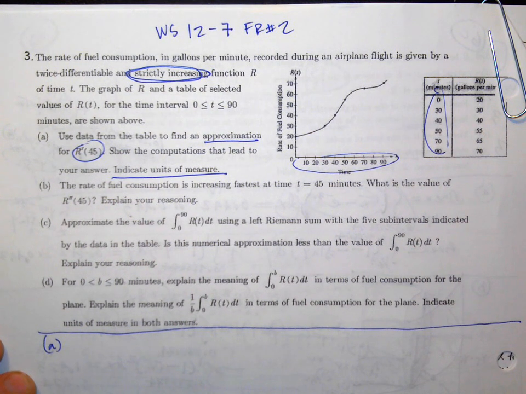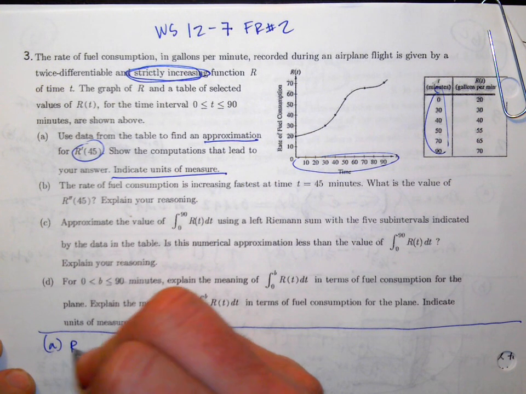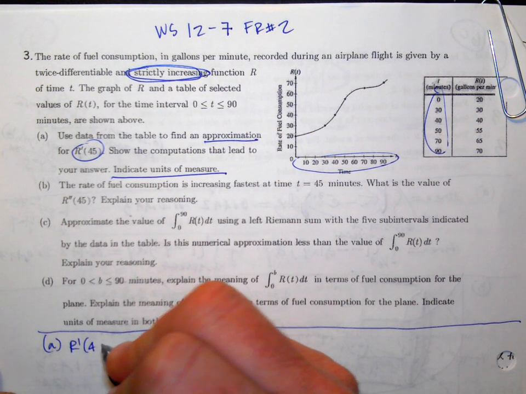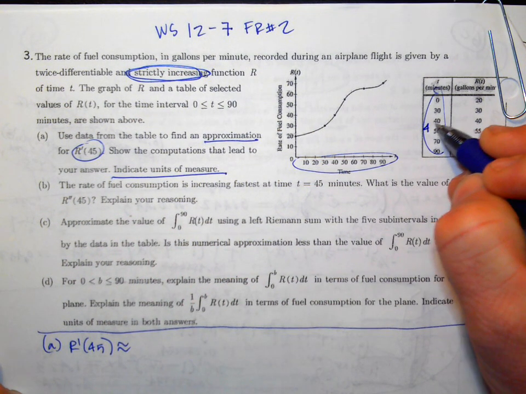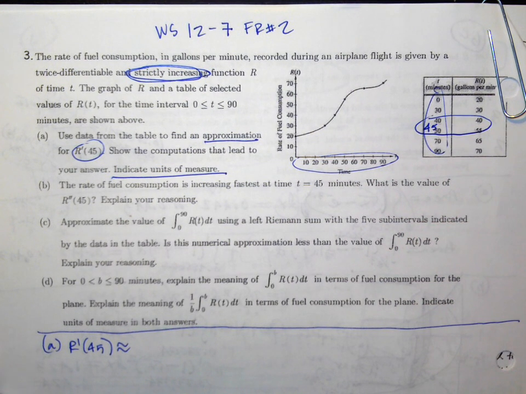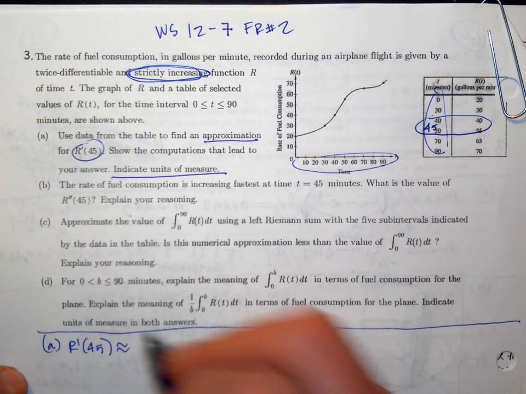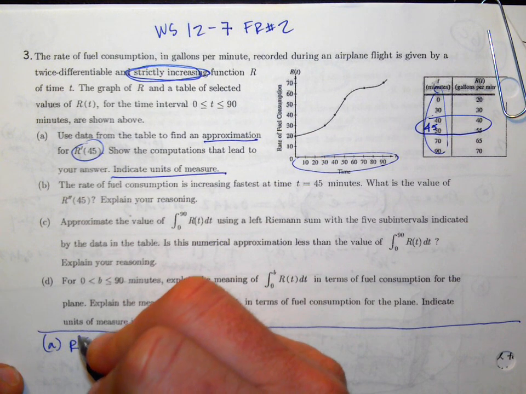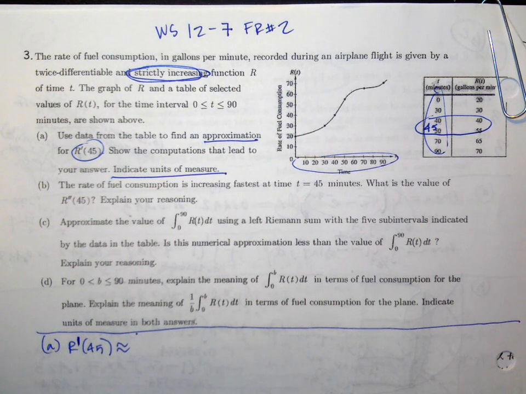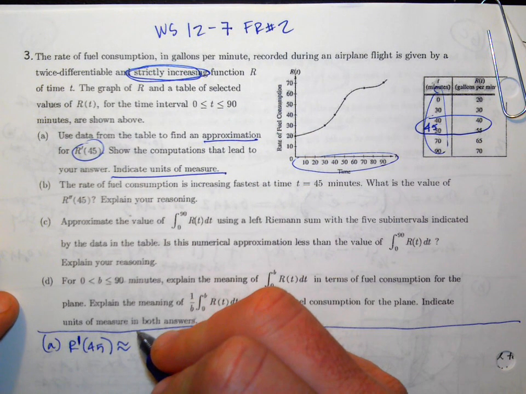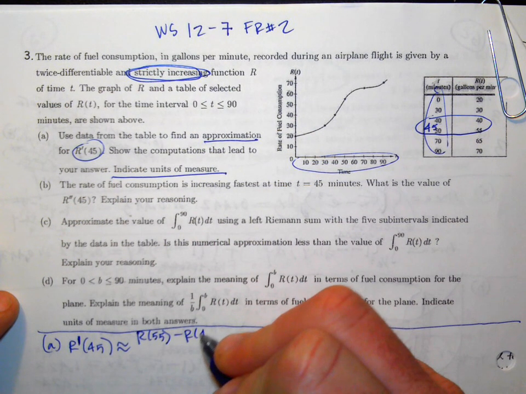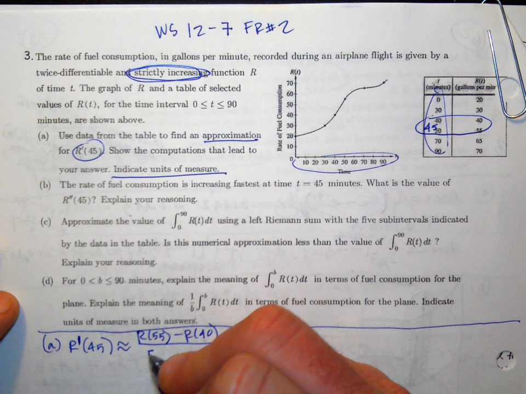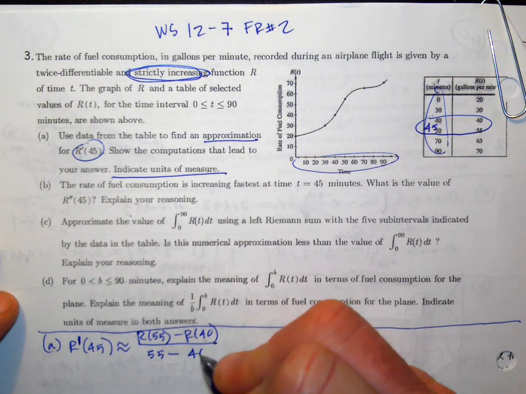So R prime of 45 is going to be approximately, now 45 is right here. Let's use the two closest points to the point we want and do a rise over run. It's good to show the setup. R prime is the slope of R, so it should be the change in R: R(55) minus R(40) over 55 minus 40. I would show this. This is the setup.